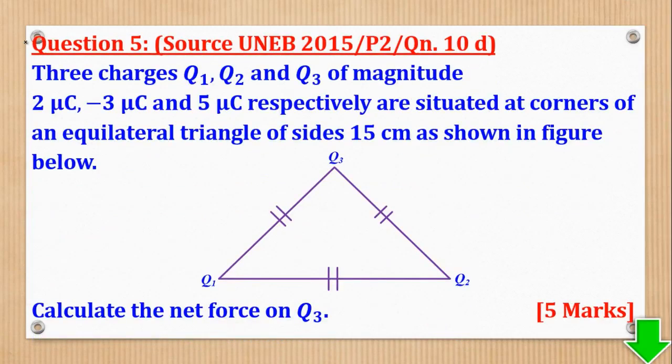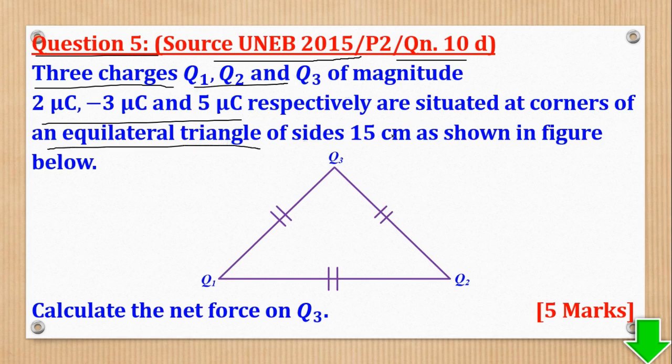So that was question 4. Now we shall go to question 5. Question 5 came from UNEB 2015 paper 2 question 10D and says 3 charges, these ones, of magnitude these ones, respectively, are situated at corners of an equilateral triangle of side 15 centimeters as shown in the figure. So this is an equilateral triangle. Equilateral means all sides are equal. Then they want to calculate the net force on Q3. So there's a force on Q3 due to charge Q1 and also a force on Q3 due to charge Q2.